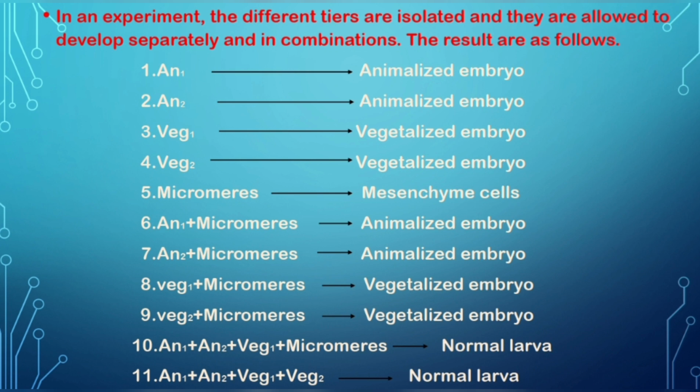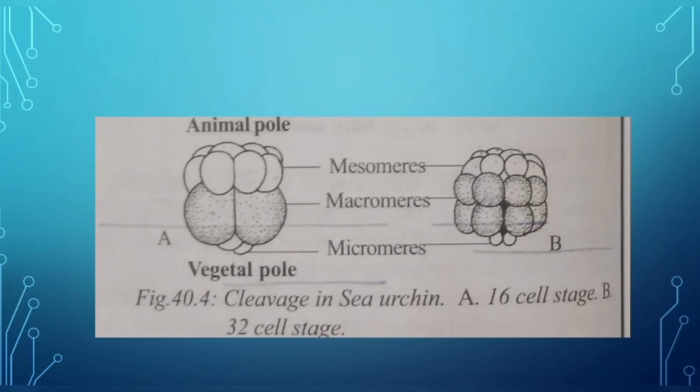Animalized 1 plus animalized 2 plus vegetalized 1 plus micromere develop into a normal larva. The vegetalized 1 plus vegetalized 2 plus animalized 1 plus animalized 2 develop into a normal larva. This is the picture for experiment number 3.